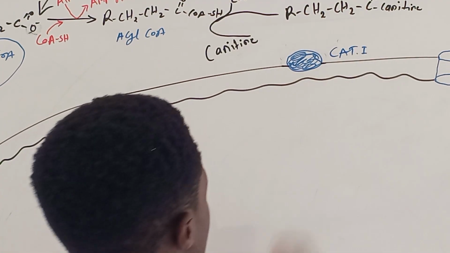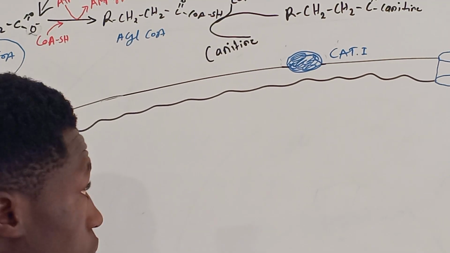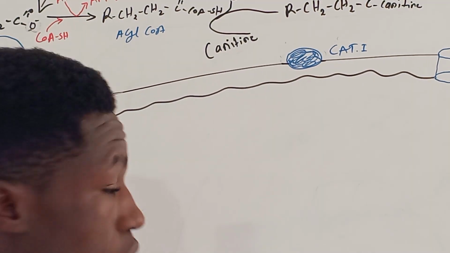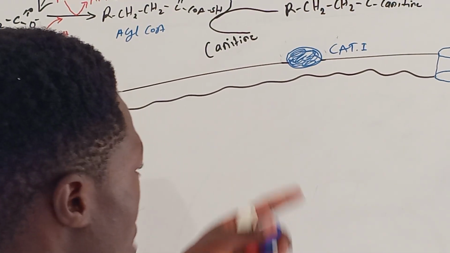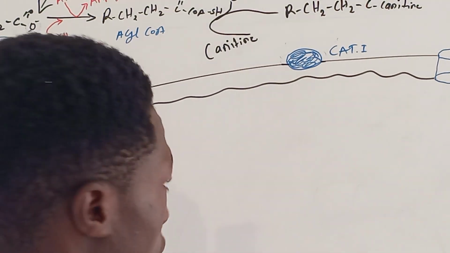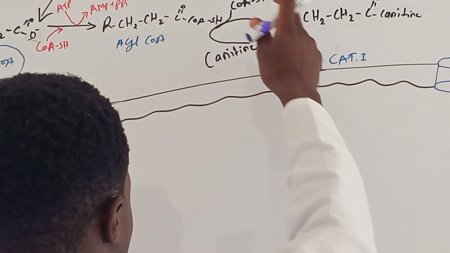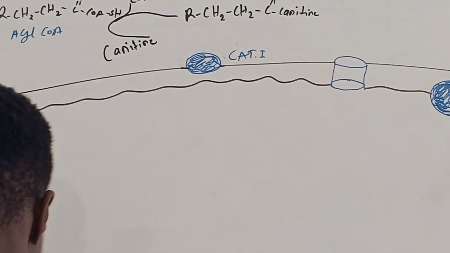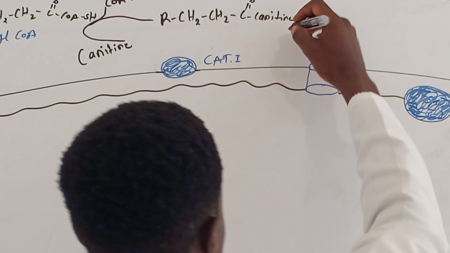CAT1. It's called carnitine acyl transferase 1, or don't be surprised to see in other books written carnitine palmitoyl transferase 1. That is the CAP, carnitine palmitoyl transferase 1, CPT1. Now it's going to remove the CoA, then add carnitine, so that we are going to have fatty acyl carnitine. Then fatty acyl carnitine now has the ability to enter the mitochondria.